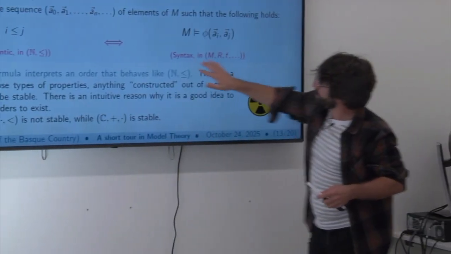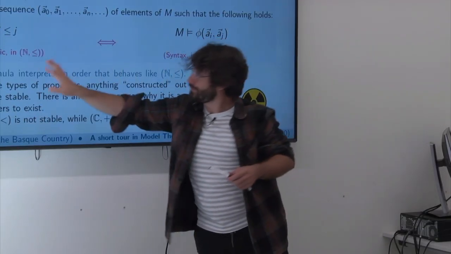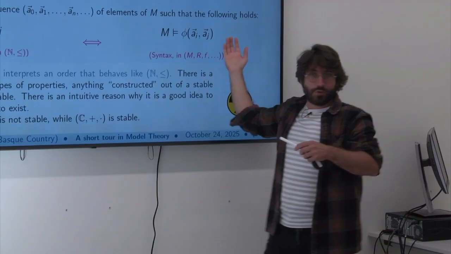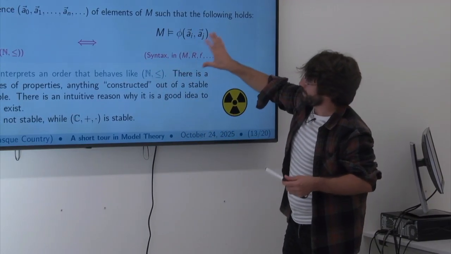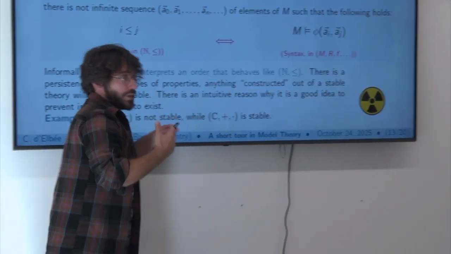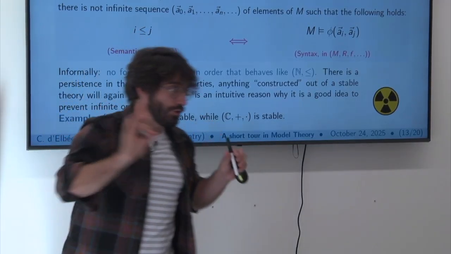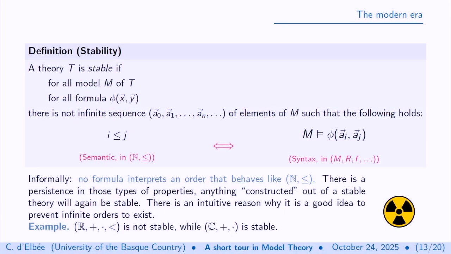Okay, and this is a little bit more syntactic than semantic. Even if this is not, it's already a little bit semantic because I'm already in the model, but I want to get even away from the syntax by actually making it correspond to a purely semantic notion. So informally, a theory is stable if no formula interprets, whatever that means, an order that behaves like this order here.